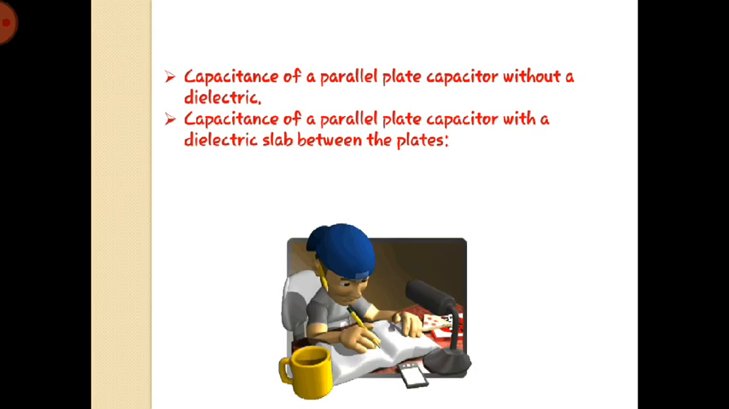So what we have learned today is only 2 points: the capacitance of a parallel plate capacitor without a dielectric, and we have implemented this derivation in the second one, which is having a dielectric slab in between two plates, and we have seen the 4 cases for that.